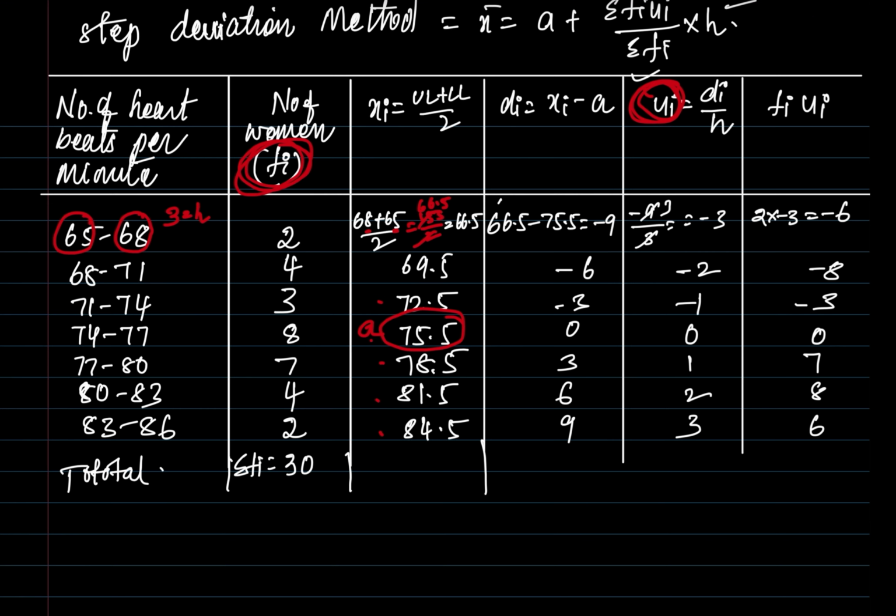So finally, what you have to do? You have to find the sigma fi ui. For finding sigma fi ui, you have to add all these terms. So here you can see that plus 6 and minus 6 will get cancelled. Minus 8 plus 8 will be cancelled. 7 minus 3 will be 4. So plus 4 will be our sigma fi ui value.